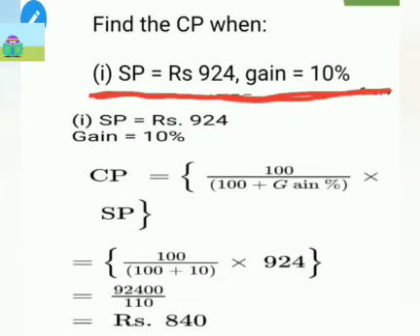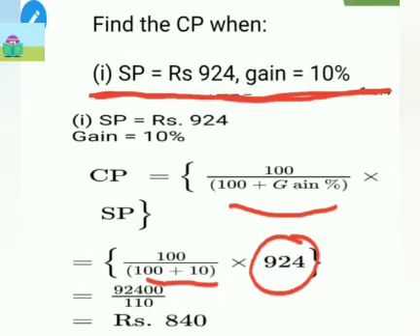Now the next question is, find the CP when the selling price is given to you as rupees 924 and the gain percent is given. So we will use the formula. As you all know, CP is equal to 100 upon 100 plus the gain percent, multiplied by the selling price. Here the gain percentage is given to you as 10%. So 100 plus 10 you will write in a bracket, multiplied by the selling price, that is 924. When you calculate, you will get the CP here as 800.